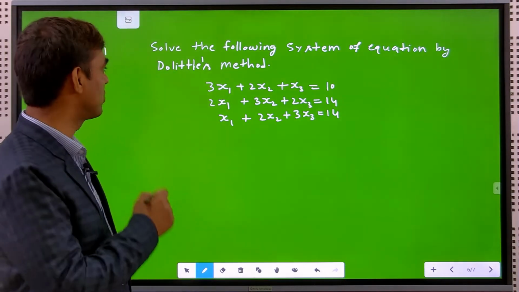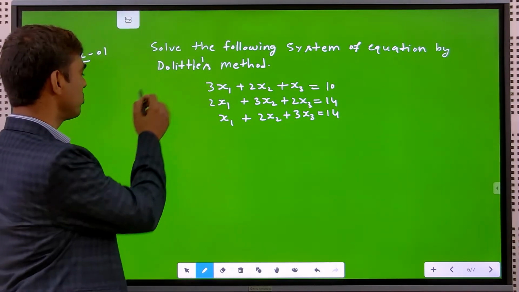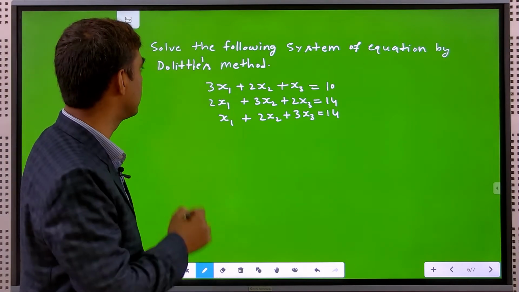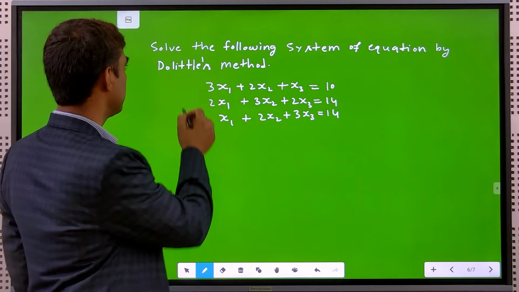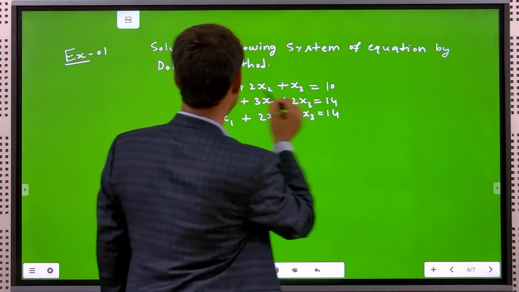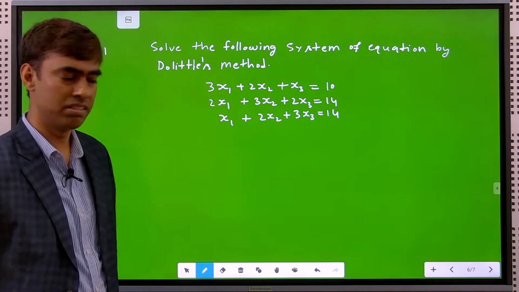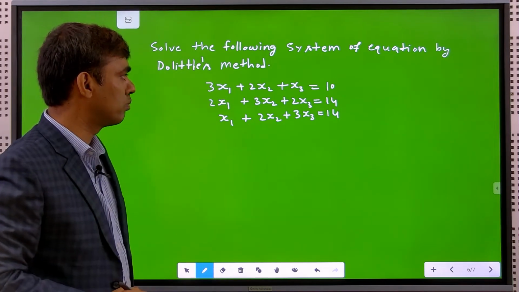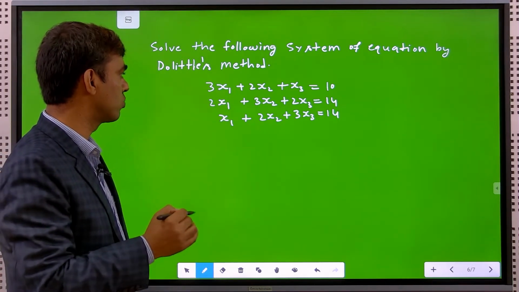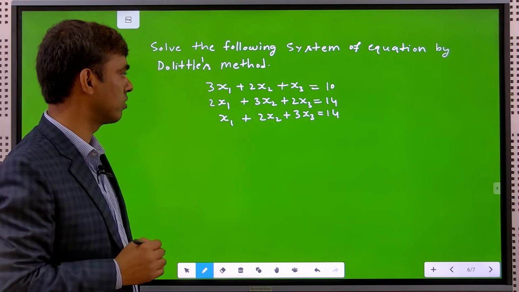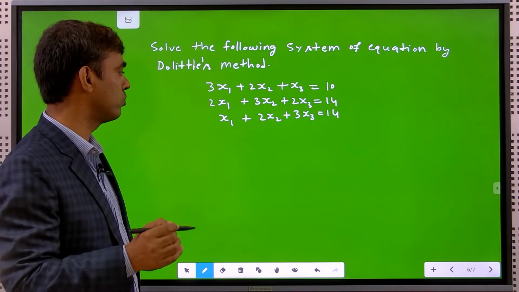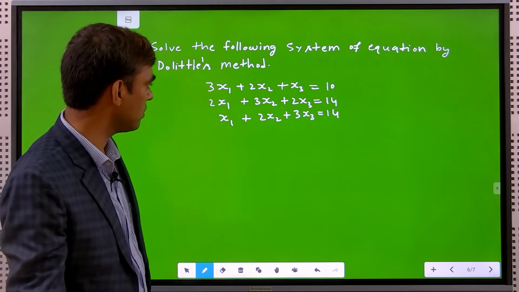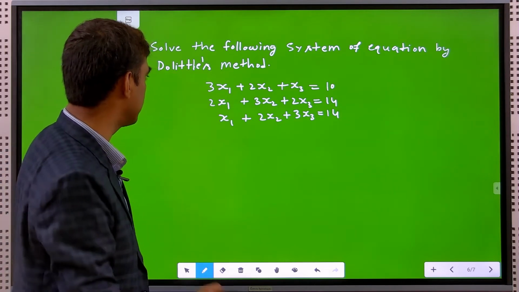We try to solve this numerical example. In order to save time, we have already written the problem. Solve the following system of equations by Doolittle's method. The equations are 3x1 plus 2x2 plus x3 equals 10, 2x1 plus 3x2 plus 2x3 equals 14, x1 plus 2x2 plus 3x3 equals 40.